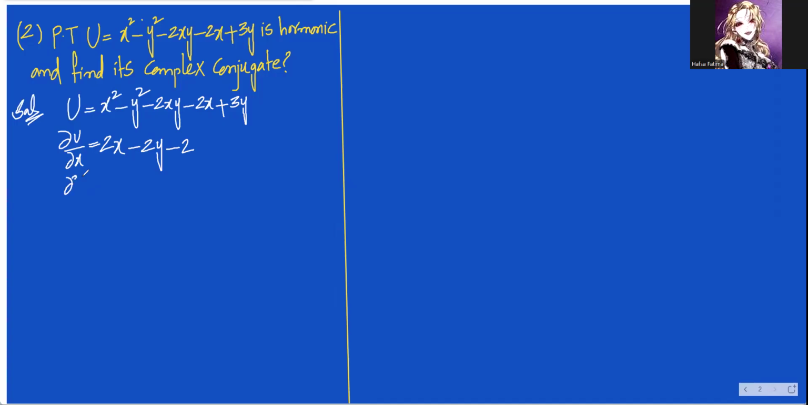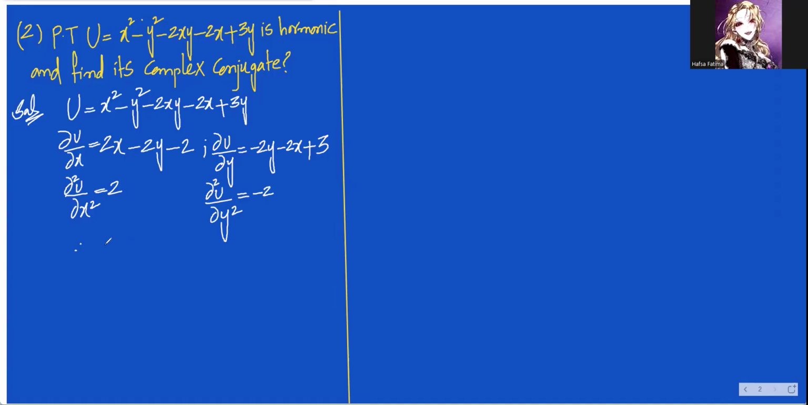Now one more time. Dou square u by dou x square is 2 only. Comma, dou u by dou y with respect to y is equal to minus 2y, and then it is minus 2x, and then it is plus 3. Now one more time, dou square u by dou y square is minus 2 only.